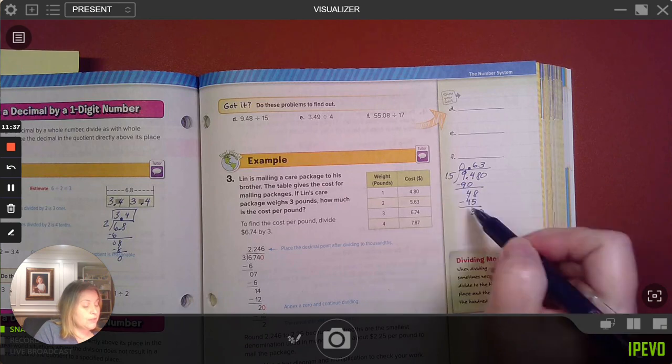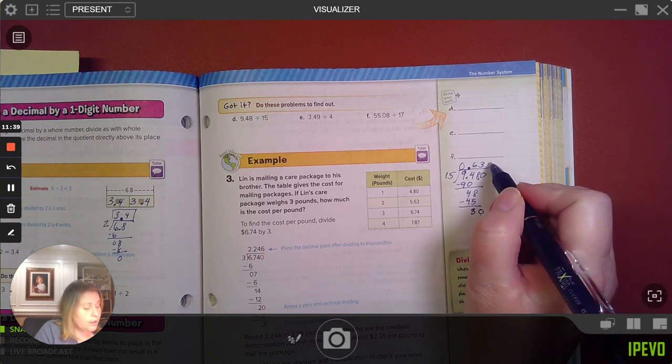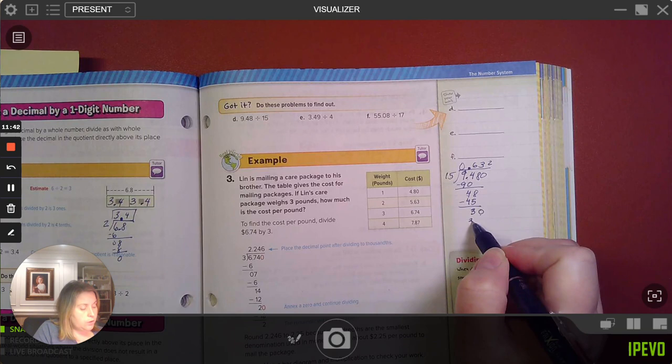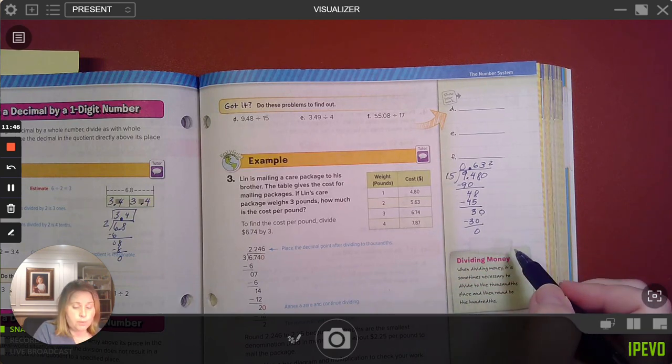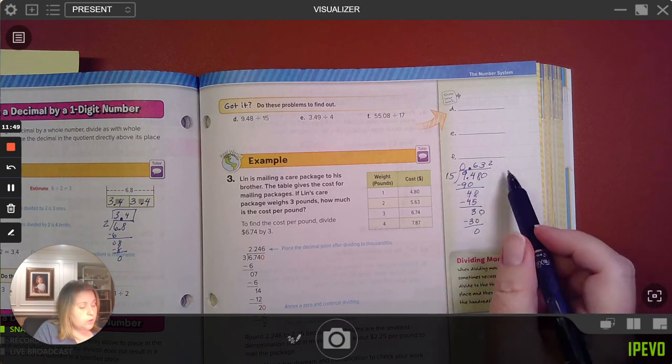So how many times does 15 go into 30? It goes in twice. 2 times 15 is 30. Subtract, we get 0, and there's nothing else to bring down. So we're finished with this answer. It's 0.632.